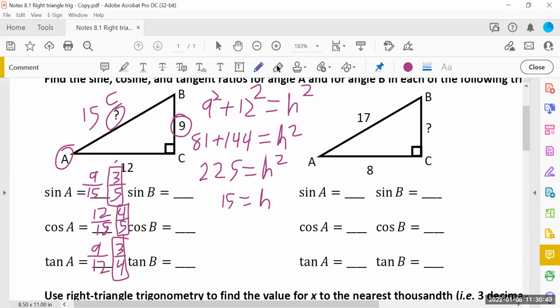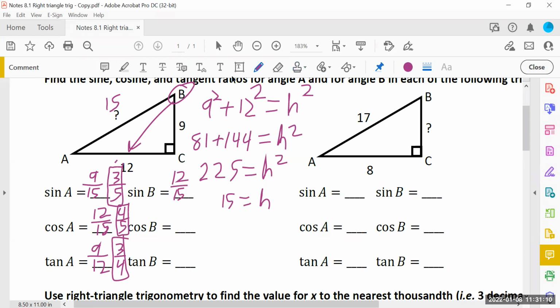I can also, though, look at it from the perspective of angle B. So I'm going to come up here. I'm erasing the 15, but I'll put it back there because that doesn't change. Once you've found that that side's 15, it's going to be 15 for the rest of this problem. But now looking up here at B, when it asks for sine, I'm looking at the opposite side, the one that's not touching B, and that would be 12. So 12 over the hypotenuse, 15.